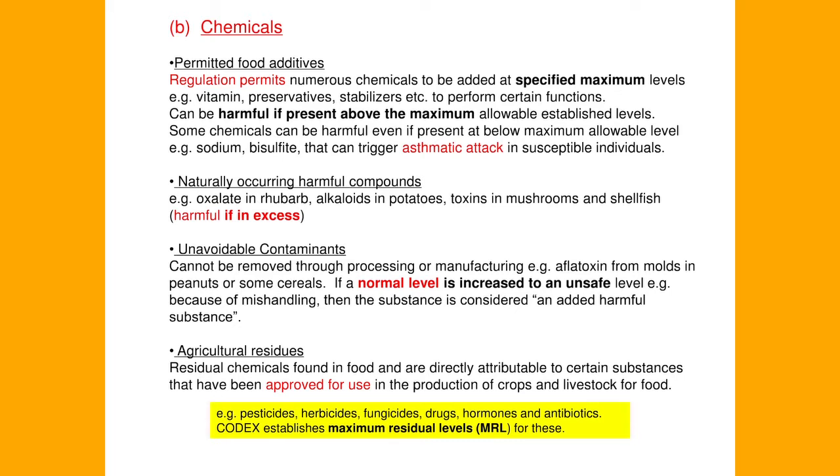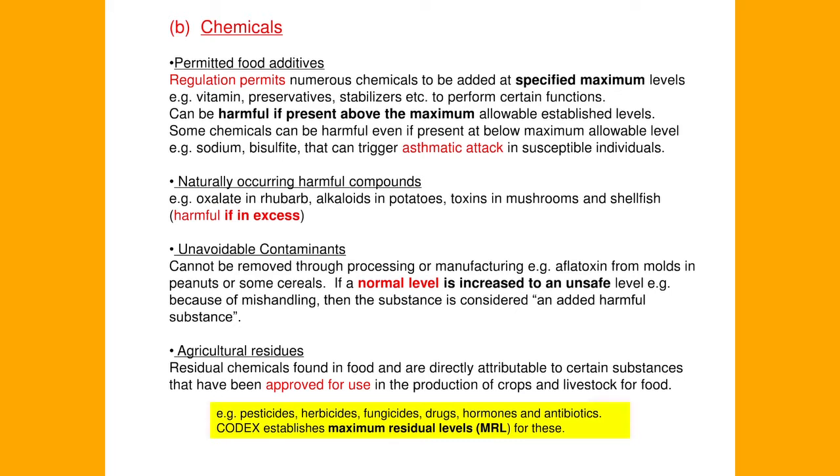So some chemicals can be harmful even if present at below the maximum allowable level, like sodium bisulfite. No, sodium is bad for health, because this bisulfite can trigger asthmatic attack in susceptible individuals.